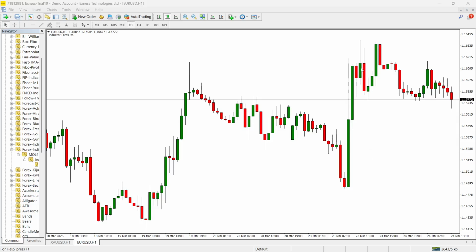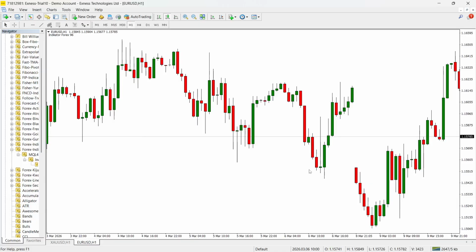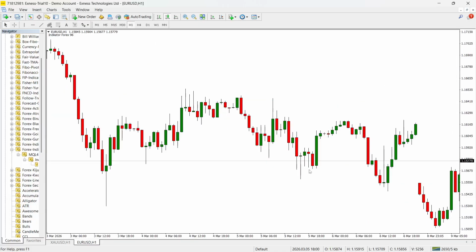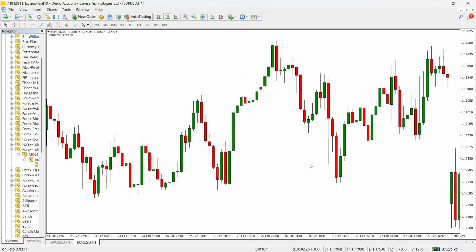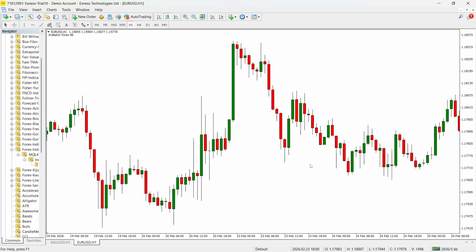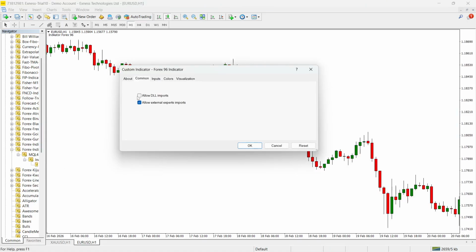Hello traders. In this video, we are taking a look at the Forex Indicators 9-6 system. We'll cover how its numbered circles appear on the chart, what the blue 6 and red 9 symbols imply about bullish and bearish phases, and how this non-repaint style tool is intended to guide entries and exits. At this point, I'll load the indicator on the chart so you can see how it looks in real time.